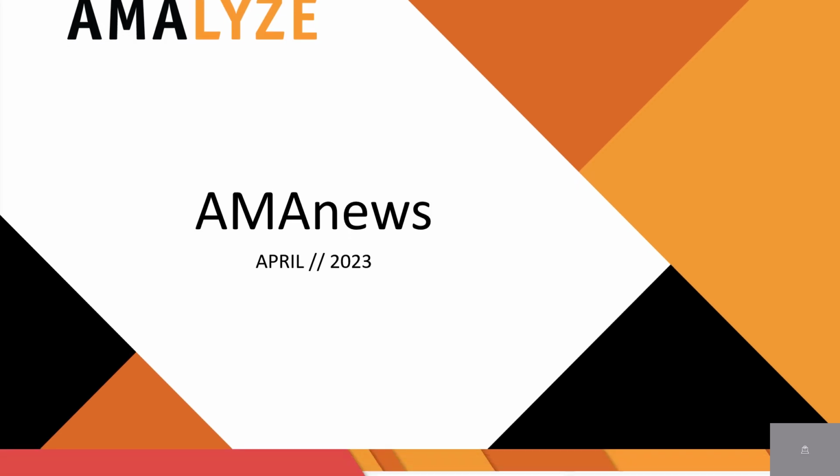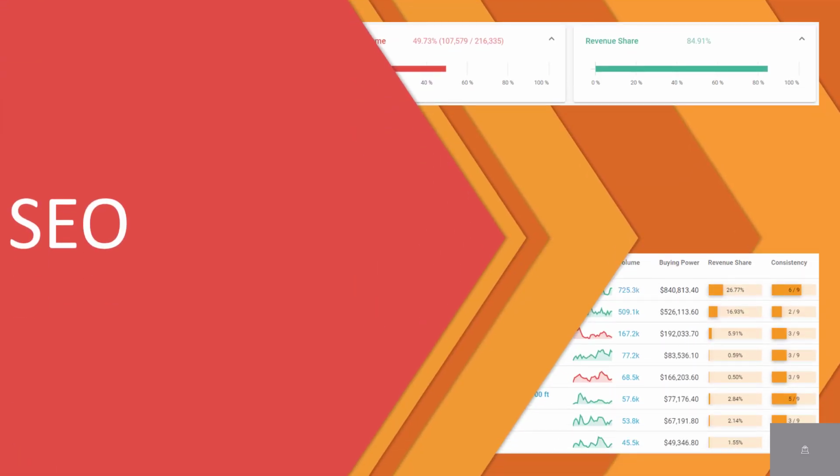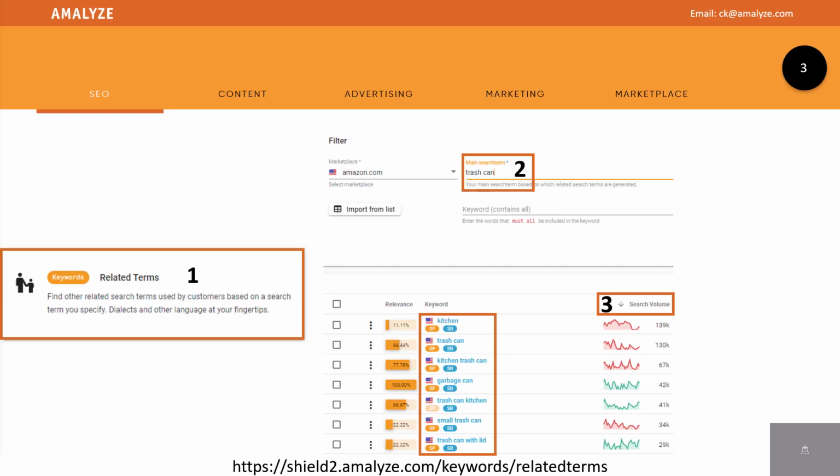2023. And we will start with SEO optimization for Amazon. Here you can try to figure out the last percentage of optimizations and finding new and relevant synonyms for your main search term. First, you need to know that you use AMALYZE related terms.